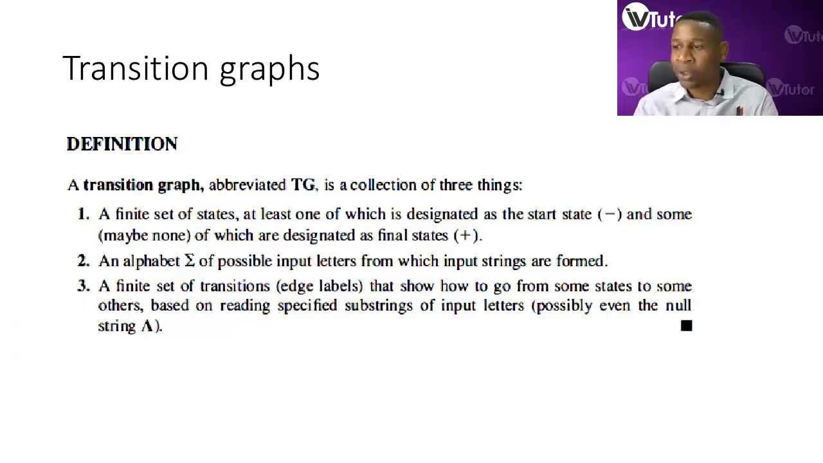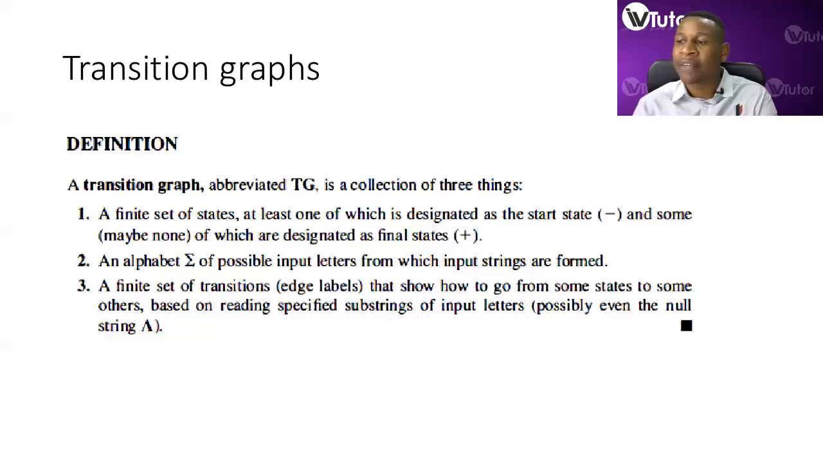Number one, we've got a finite set of states. At least one of them is designated start state. The difference was that in a finite automata, we had only one start state. In this case, we can have multiple start states, and then some, maybe none, of which are designated final states. So at least one initial state and then zero or more final states. Number two, we've got an alphabet of possible input letters from which the input strings are formed.